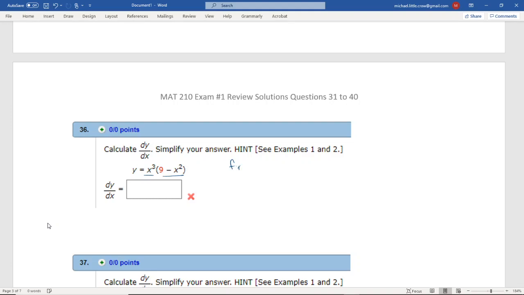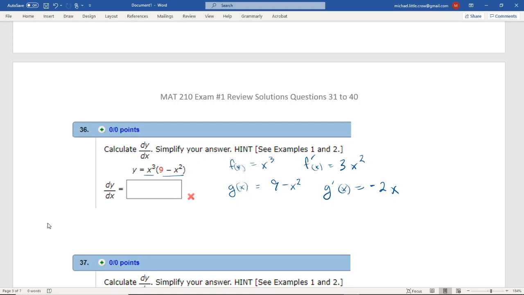So f of x is x to the third. The derivative of f of x will be 3x squared. g of x is the second function, which is going to be 9 minus x squared. And so the derivative of g of x: the derivative of 9 is 0, and the derivative of negative x squared is going to be negative 2x.